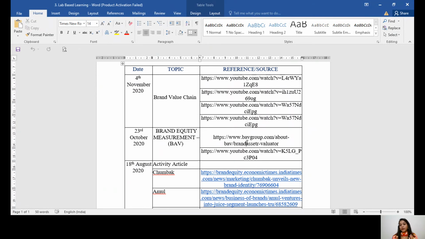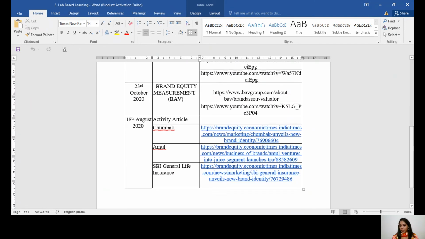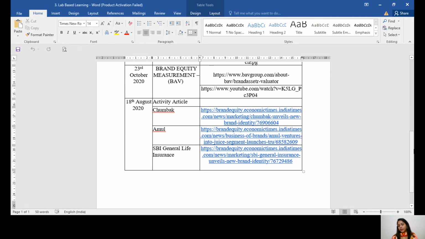I had divided this work among the students. They had to read this activity, they had to present it in the classroom, and then I was relating it with the concepts that we have been discussing. So here also, when they had to read the article, I was not giving it to them ready in their hand.